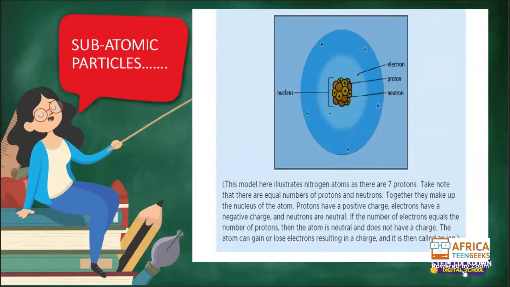But take note, the atom can gain or lose electrons, resulting in a charge, and it is then called an ion. So an ion is a positively charged or a negatively charged particle. If an atom or an element loses an electron, it becomes a cation, and it will carry a positive charge. If it gains an electron, it becomes an anion. Okay, so let's go on. So let's take note, subatomic particles.